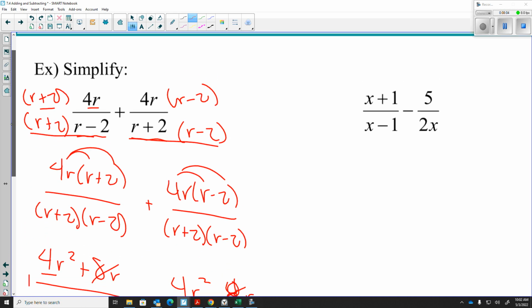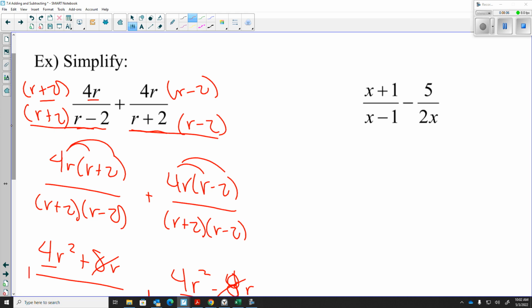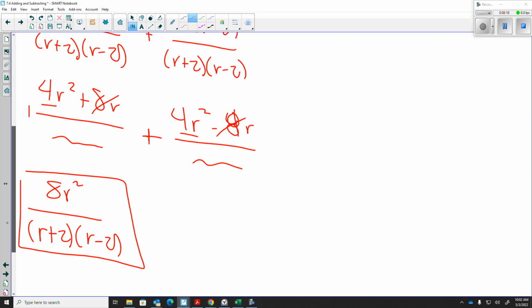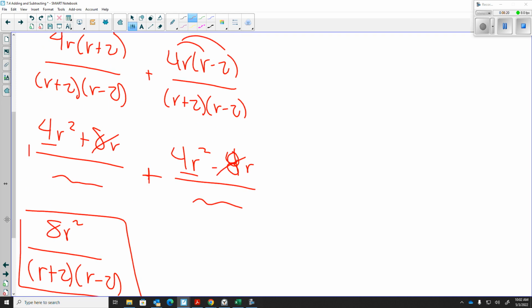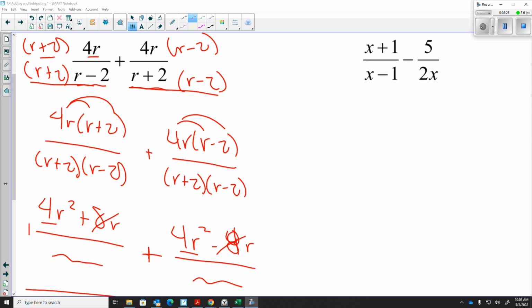Do that one. Multiply them by each other. You don't have to multiply the bottoms. You just need them to be the same, but you do want to multiply the tops. So you want to get common denominators. You're going to do that by multiplying it by each other, just multiplying them by the opposite denominator, yeah?